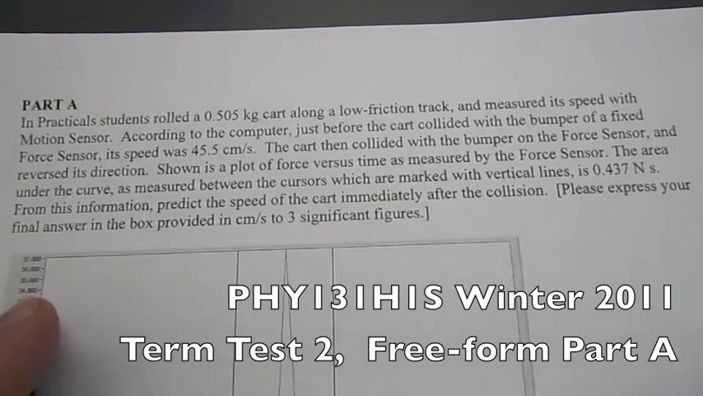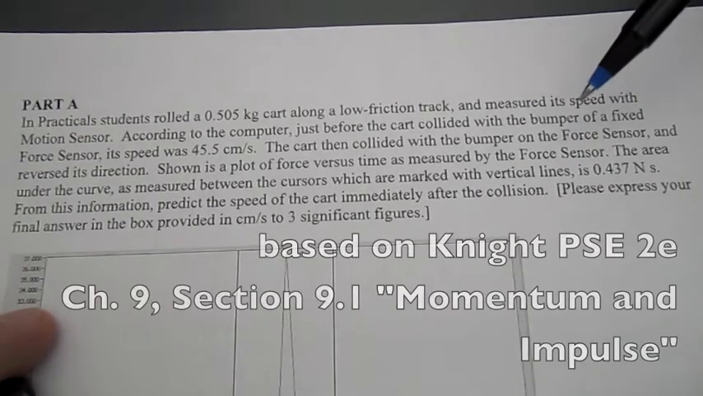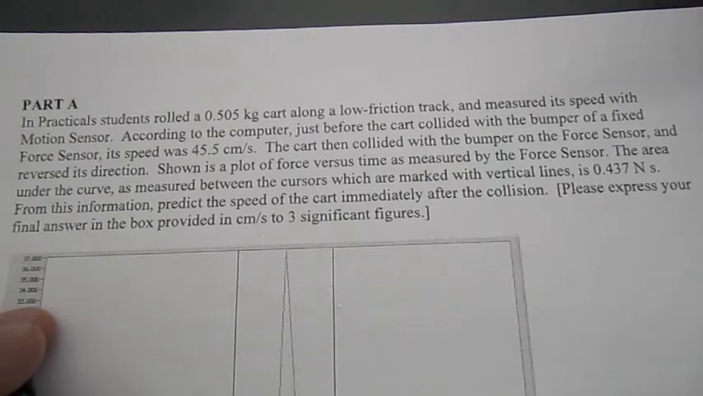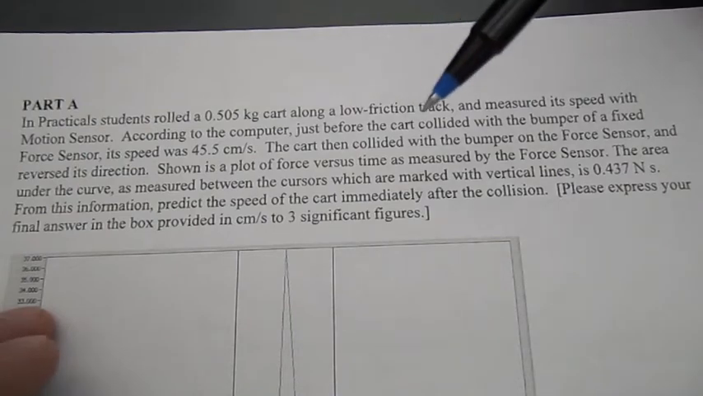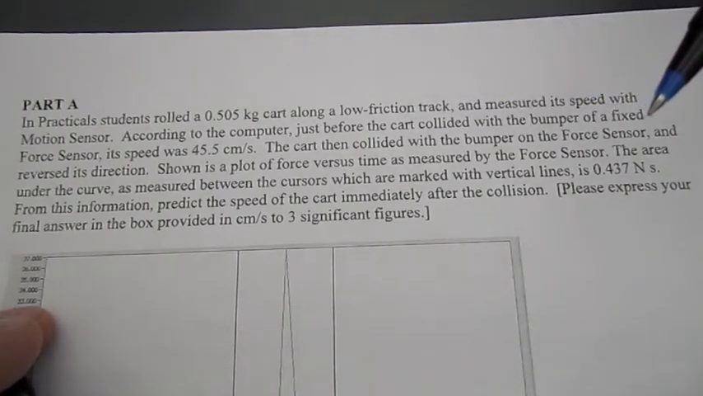Okay, in practicals, students rolled a 0.505 kilogram cart along a low friction track and measured its speed with a motion sensor. According to the computer, just before the cart collided with the bumper of a fixed force sensor, its speed was 45.5 centimeters per second. The cart then collided with the bumper on the force sensor and reversed its direction.